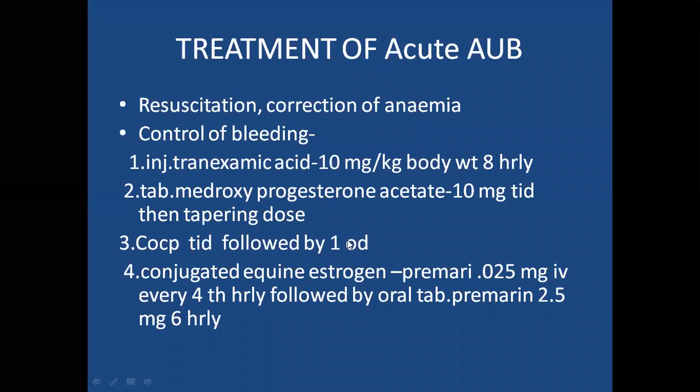Sometimes in some patients, they will be having bleeding, and in the ultrasound, there will be atrophic endometrium. That is, the endometrium will be very thin. If atrophic endometrium is there, that means there is no estrogen. So you have to supplement the estrogen, otherwise the bleeding will not be controlled with progesterone alone.